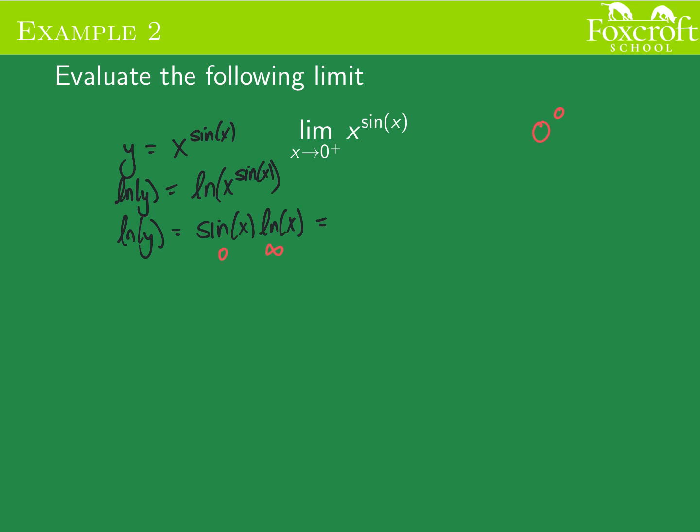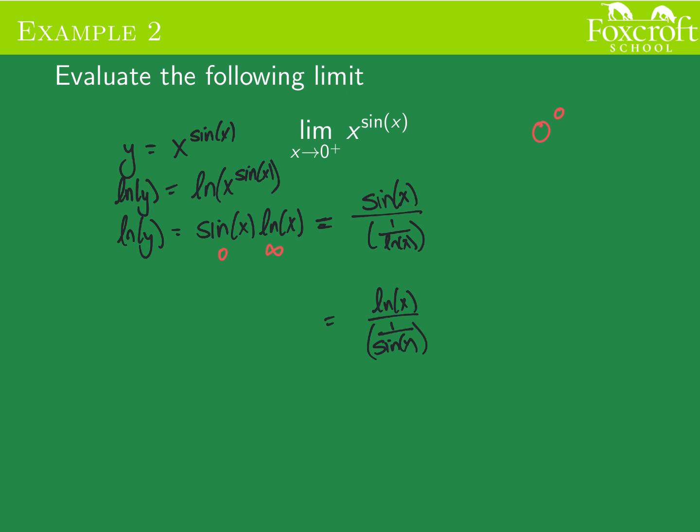We have sine and natural log. So our two options would be to write this as sine of x over 1 over the natural log of x. All right, so that's option 1. Option 2 would be to write this as the natural log of x over 1 over sine of x. Just using the same process we did of moving something to the bottom and writing it as the fraction.